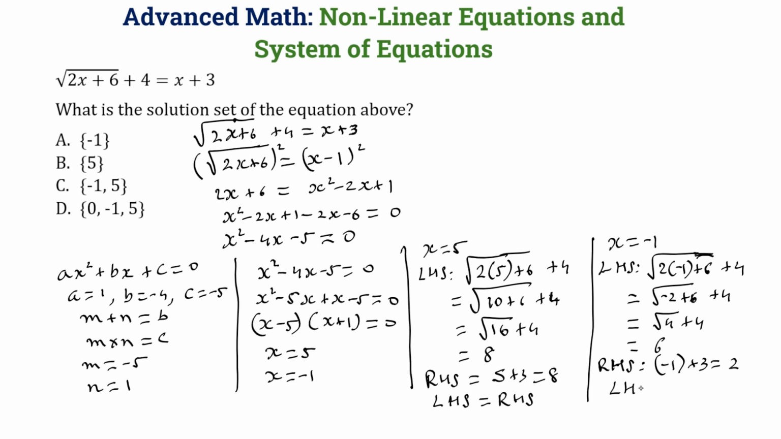So in this case, the left hand side is not equal to the right hand side, which means we cannot use x equals -1 as a possible solution. And so the only number that satisfies is 5, and the answer is option B.